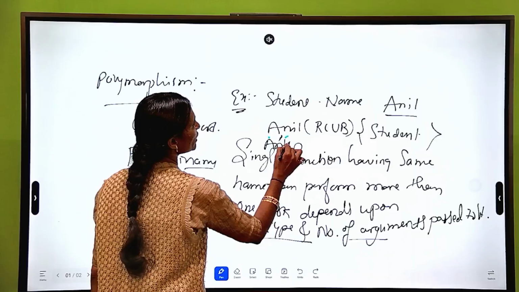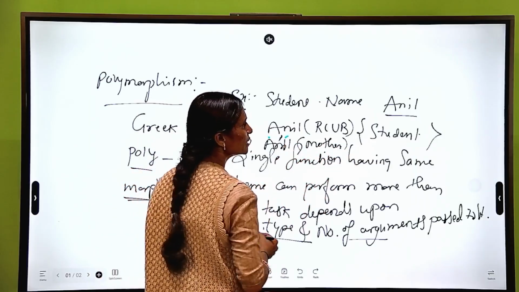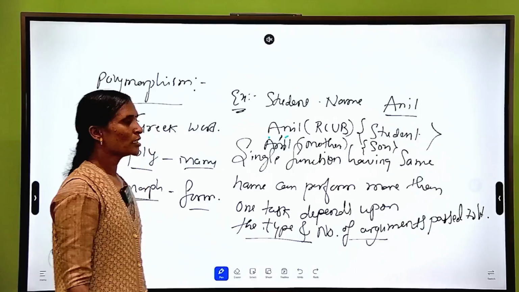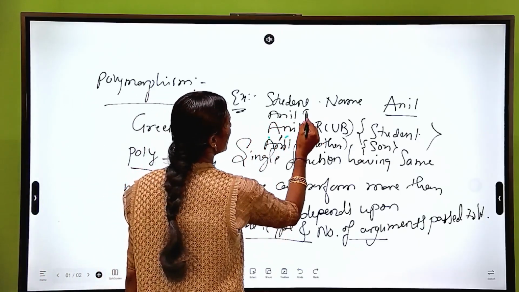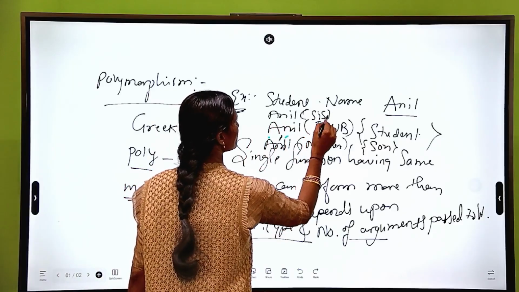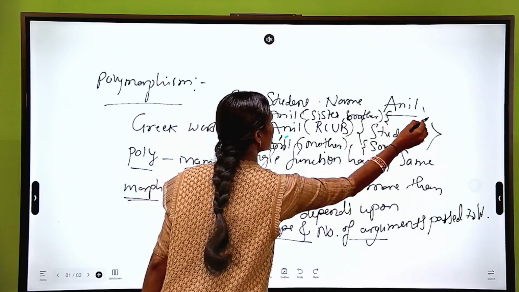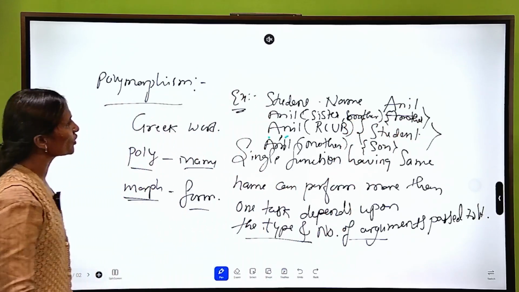If I pass mother for Anil, the argument is changed. So how is he working now? He is acting as a son. If you go again for Anil and you are passing sister and brother, here he will act as a brother. So what is happening here? This is called polymorphism.